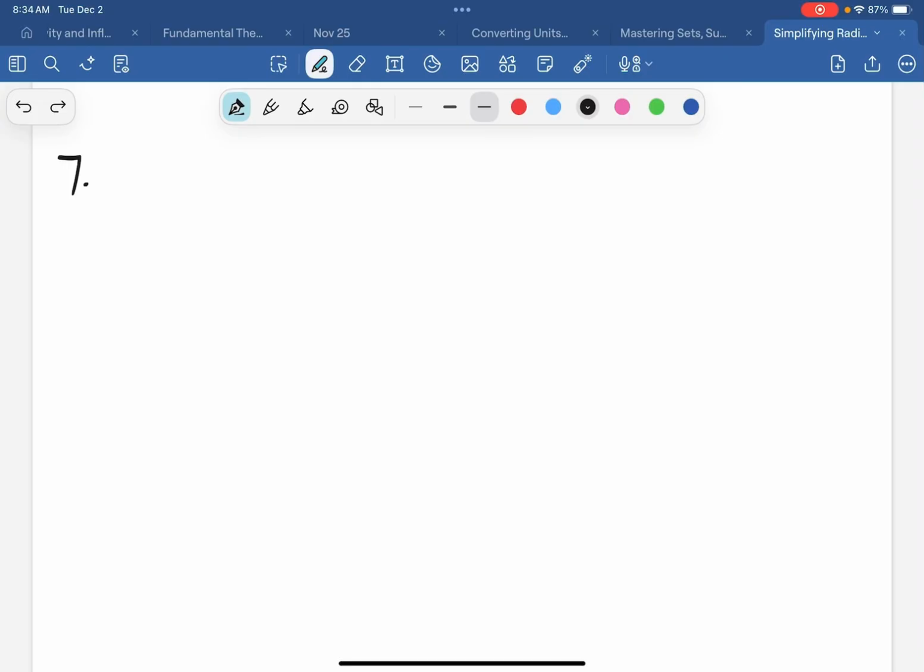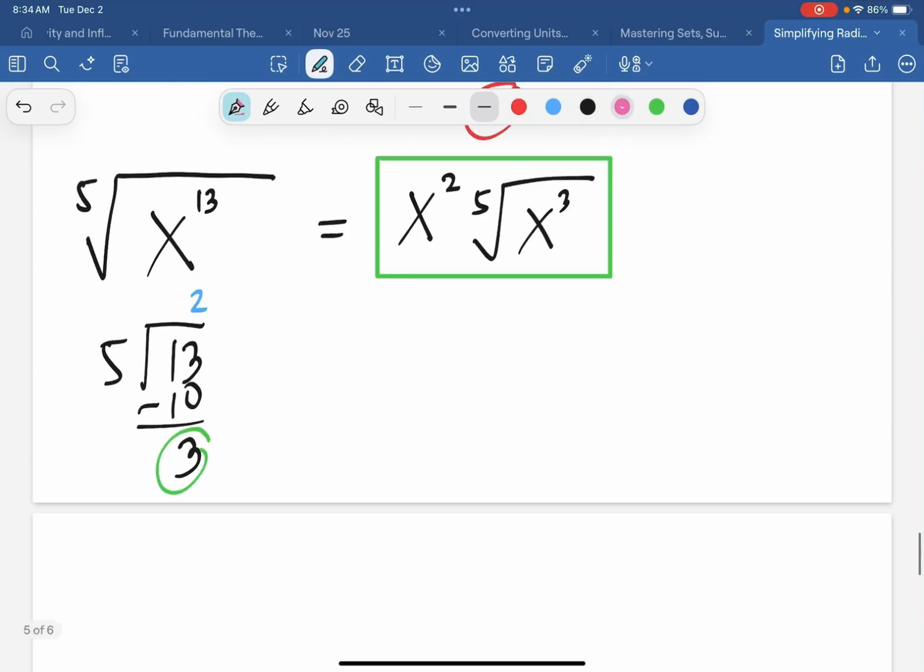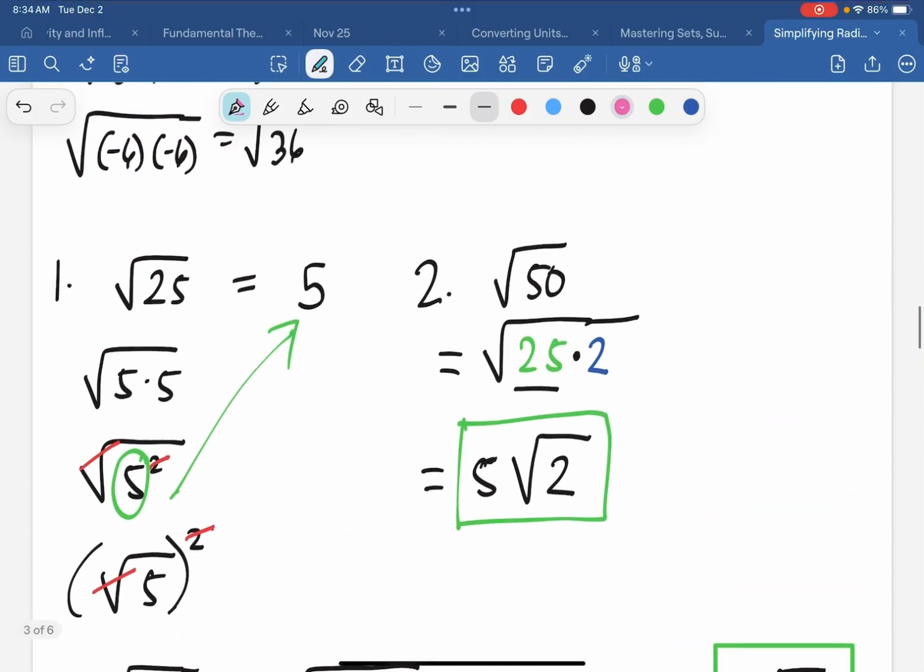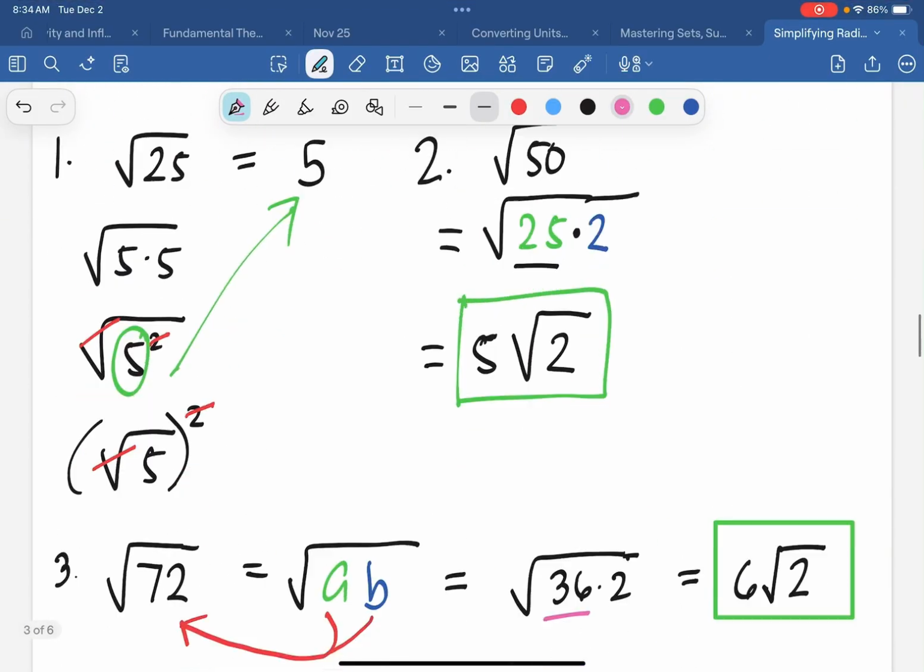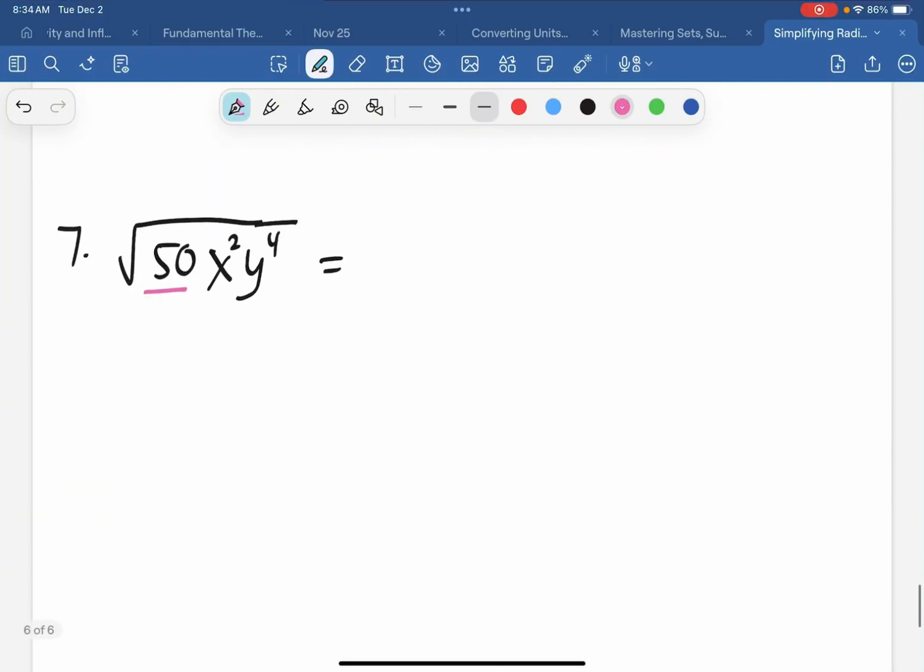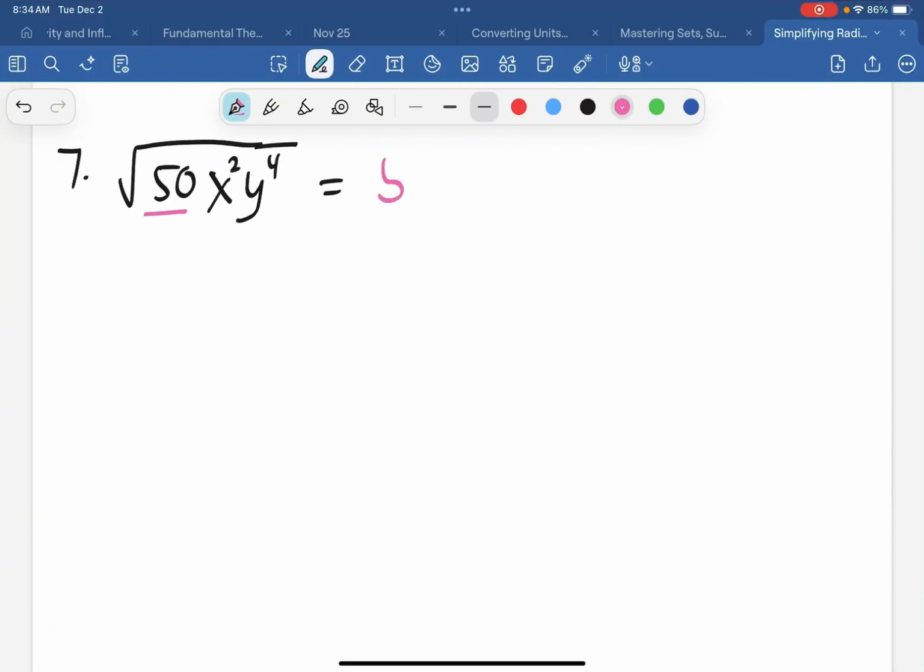For number 7, we have the square root of 50 x squared y raised to 4. The 50 here would be easy because it's in the first example, if I'm not mistaken. So yes, it is 5 square root of 2. So we have here 5 square root of 2. I put space here for us to think that x and y could be extracted.